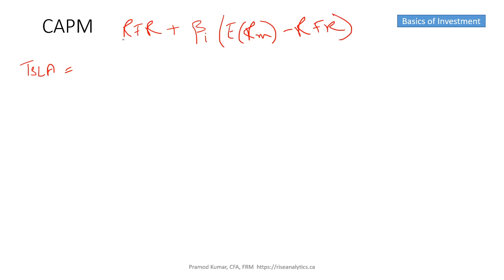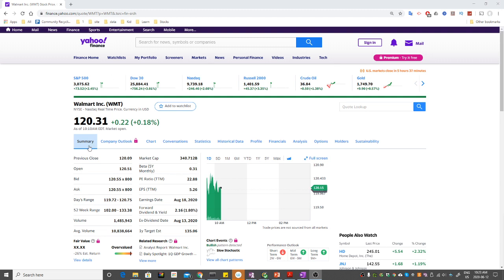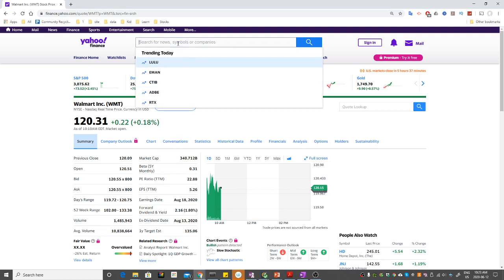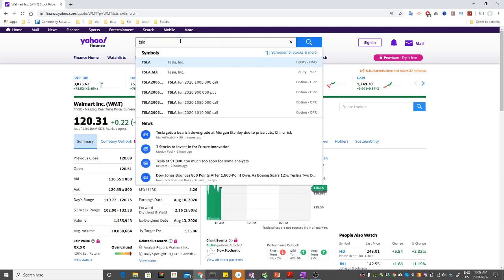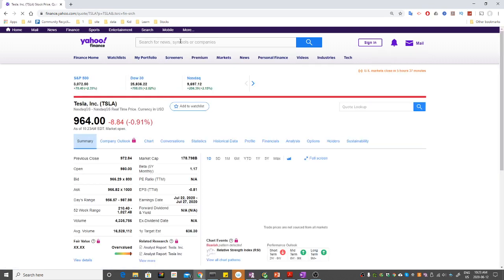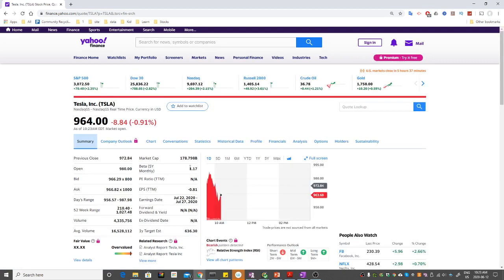This is the market, right? So the risk-free rate, we have 2%, right? Plus beta of the Tesla. Okay, let me take the precise beta. So the beta of Walmart, as you can see, is 0.31. Let me write it down, 0.31. And here is the 5-year monthly beta, right? If I take the Tesla, which is around 1.17, okay? So 1.17.